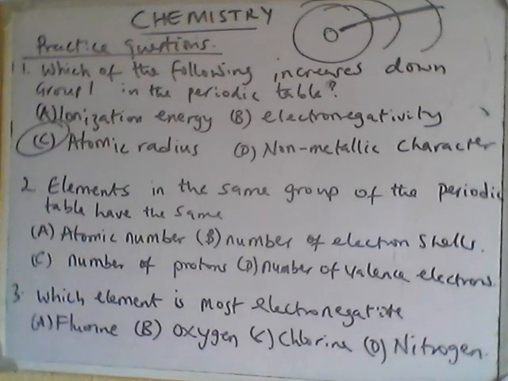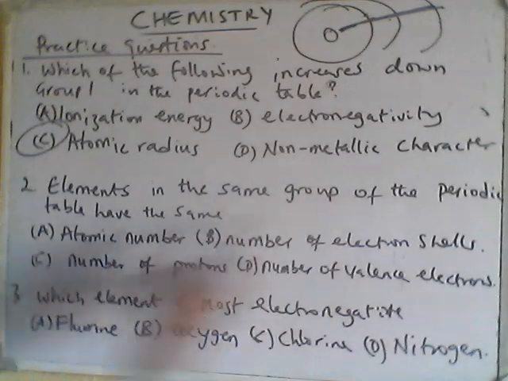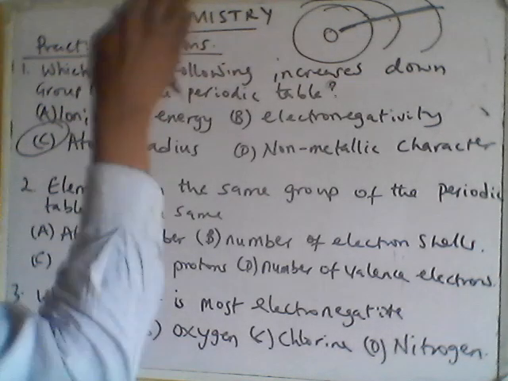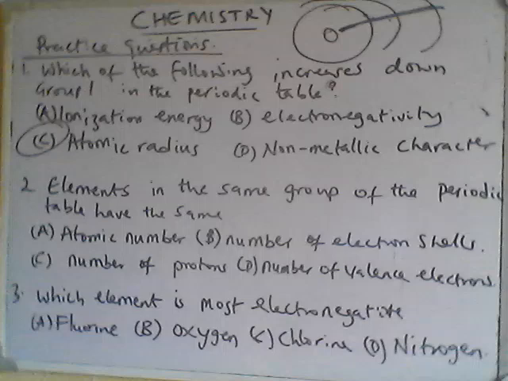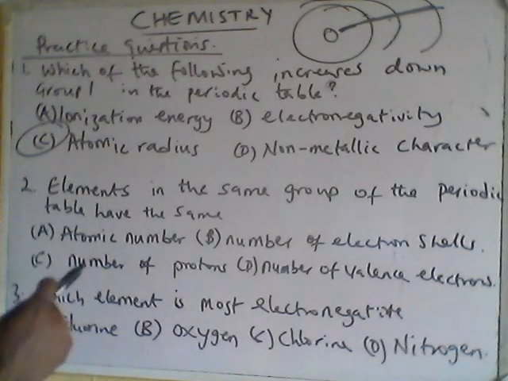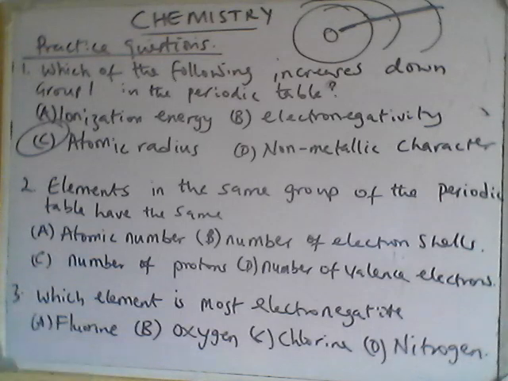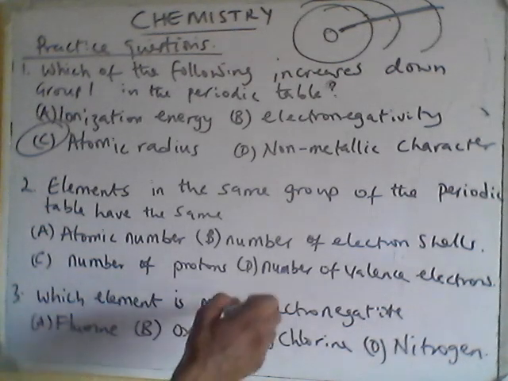Okay. For number 2, it says the elements in the same group of the periodic table have the same dash. So the elements in the same group again is from top to bottom. Understand? So the answer is D, number of valency electrons, not atomic number. You see, elements in the same group have the same number of valency electrons, not atomic numbers, not number of electron shells, and not number of protons. So the answer is D.